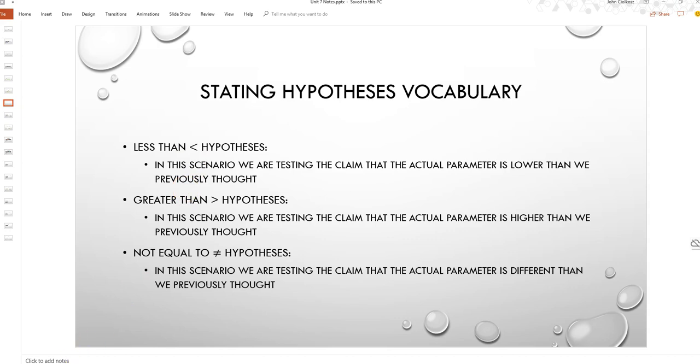So our three possible ones here. A less than hypothesis: in this scenario, we are testing the claim that the actual parameter is lower than we previously thought. So maybe we get a sample mean that's lower, we want to test it to see if it's significant. A greater than, same thing, we're seeing if it's actually higher than previously thought. In the not equal to, it's basically saying it's different. So we're looking to say, okay, can we say it's different from what we thought?